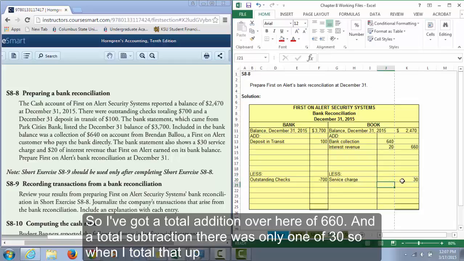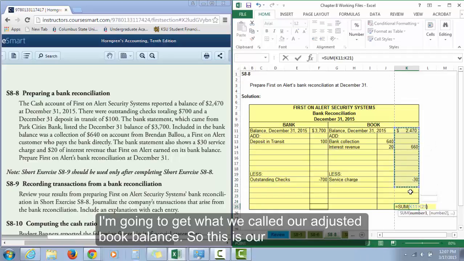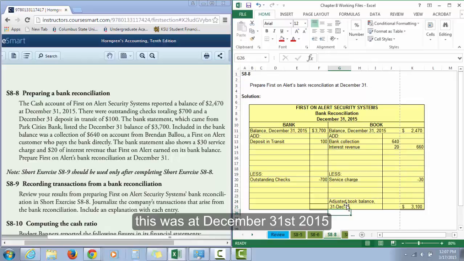So when I total that up down here, I'm going to get what we call, remember, our adjusted book balance. This was at December 31st, 2015. Okay.